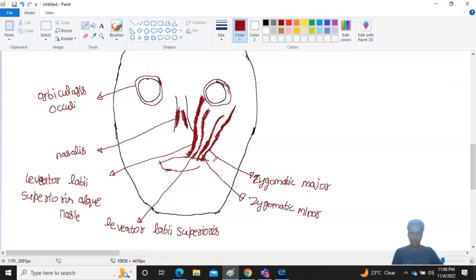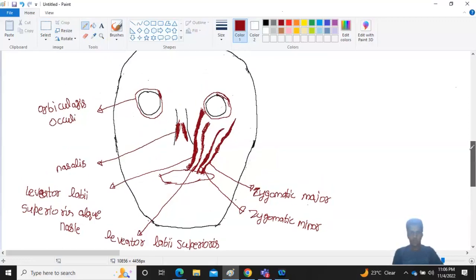Let's say this is the lip. Done. So these are the four muscles. First is levator labii superioris alaeque nasi, then levator labii superioris, zygomatic major, and zygomatic minor. Done. Next, these same muscles are also present on this side. Done.